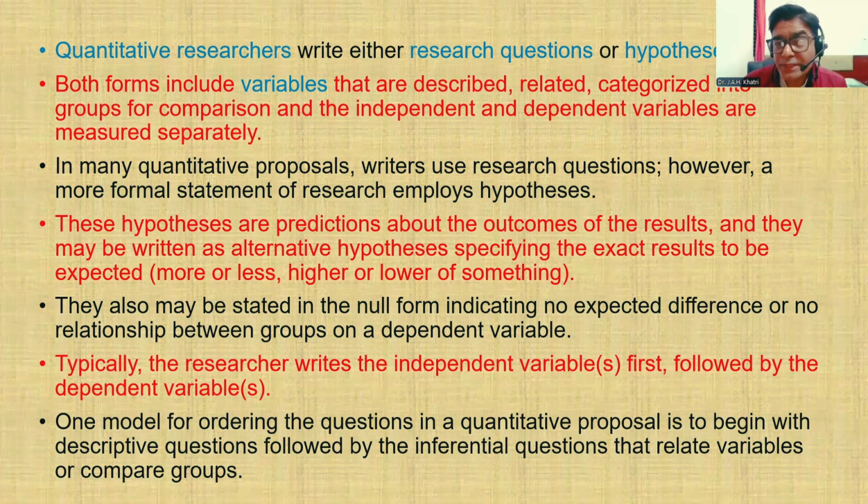These hypotheses are predictions about the outcomes of the results, and they may be written as alternative hypotheses specifying the exact results to be expected, such as higher or lower of something. They also may be stated in the null form, indicating no expected difference or no relationship between groups on a dependent variable. Typically, the researcher writes the independent variables first, followed by the dependent variable or variables.